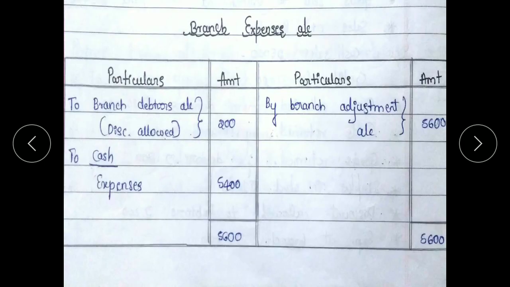Branch expenses account. All the expenses of the branch are to be debited to this account. So we have two expenses. First one, to branch debtors account, that is for discount allowed to the debtors or customers, 200. Again there is an expense paid by the branch of rupees 5,400. Again we are debiting it to cash account, that is for expenses 5,400. And the total expenses of the branch is transferred to branch adjustment account, 5,600.